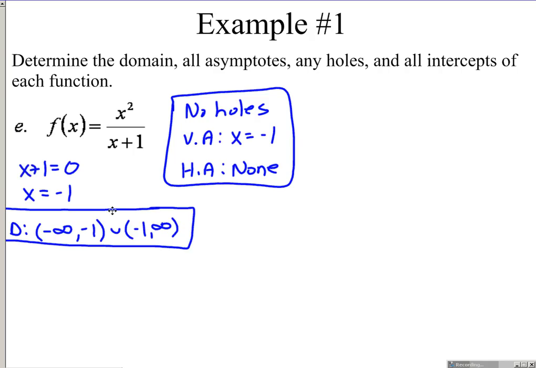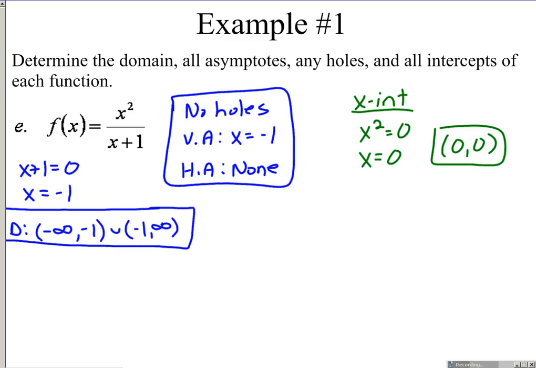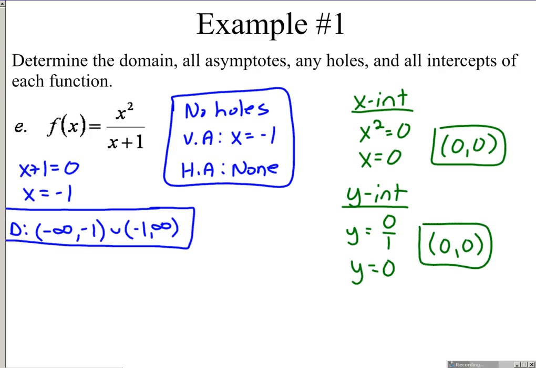Intercepts. X-intercept, we set the numerator equal to 0. Solve, we get x to be 0. So (0, 0) is going to be our x-intercept. Find our y-intercept. Plug in 0 for x, we get 0 over 1, which is 0, and there's our y-intercept as well.